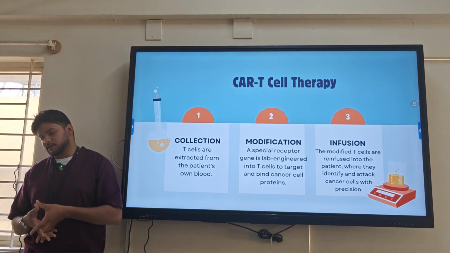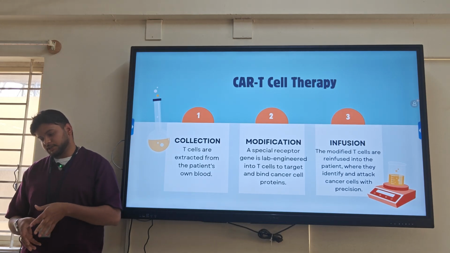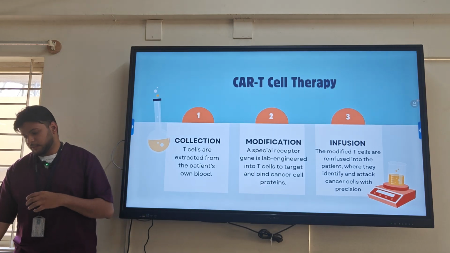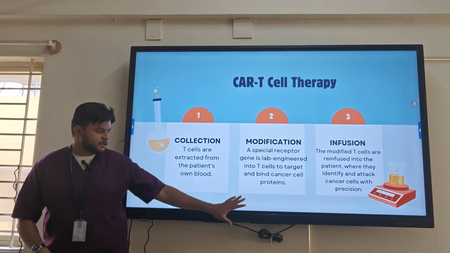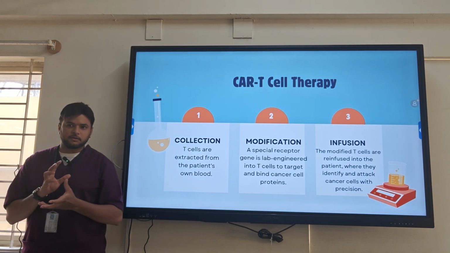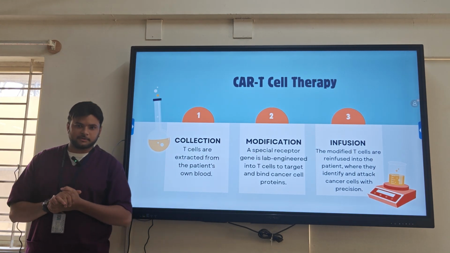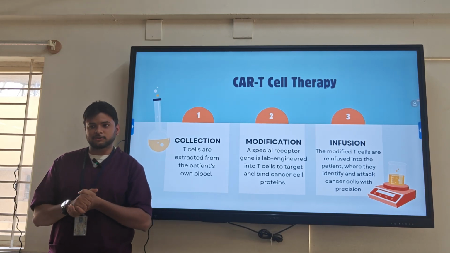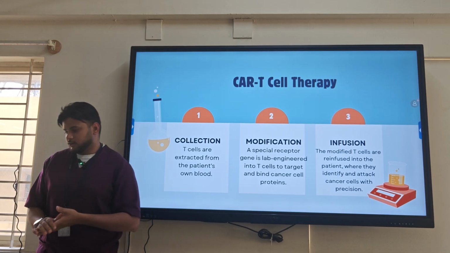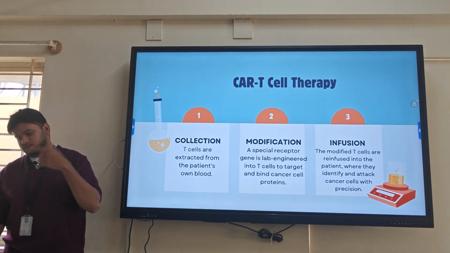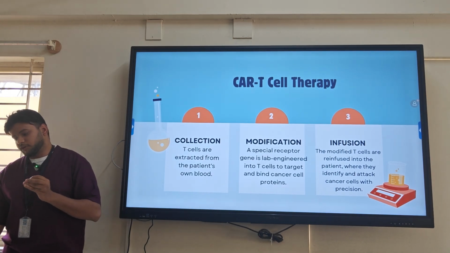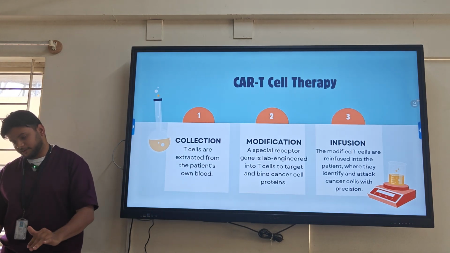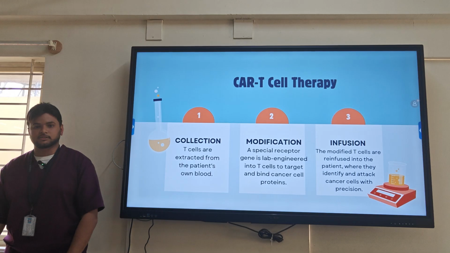A special receptor gene is lab engineered into the T cells to target and bind cancer cell proteins. This is a long mechanism. I'll be explaining which are the receptors and how it will be identifying and attacking. Sounds interesting. Some drug is identifying the receptor, binding to it and killing the cells. Okay, the modification. The third phase will be infusion. The modified T cells are re-infused into the patient, where they identify and attack cancer cells with precision.